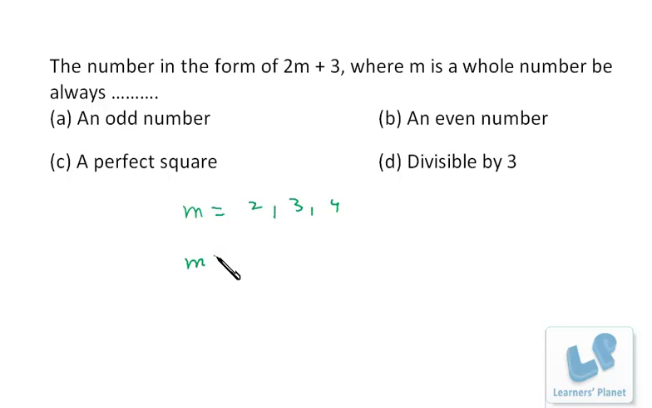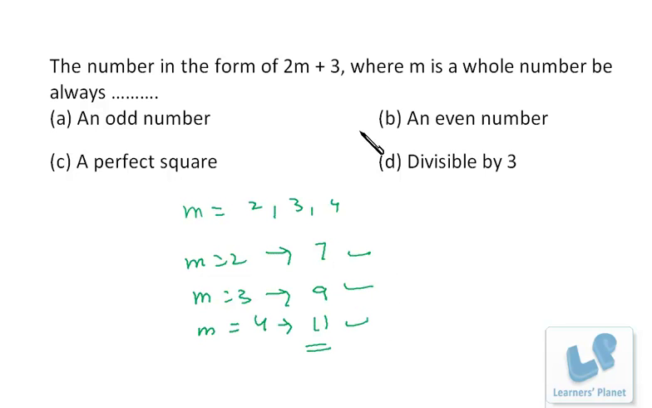When m is equal to 2, this expression will be 2 into 2 plus 3, that is 4 plus 3, 7. Now if m is equal to 3, 3 2s are 6 plus 3, 9. When m is equal to 4, then 4 2s are 8 plus 3, 11. So an odd number, yes, in each case we are getting an odd number. Even number, no. Perfect square, no. In these two cases we are not getting a perfect square. Divisible by 3, no, because only in one option we are getting a number divisible by 3. So an odd number, it's always true.